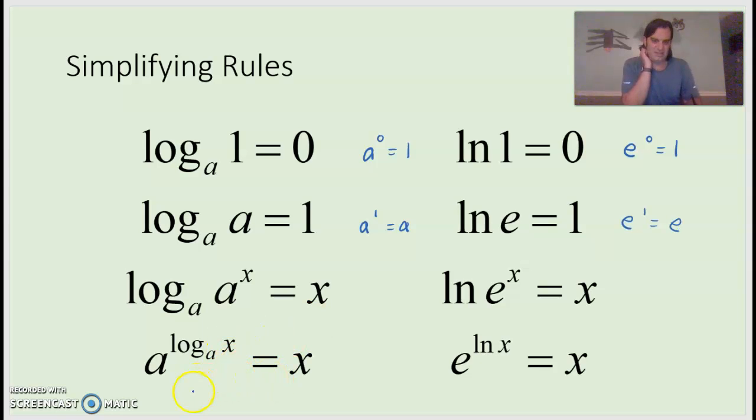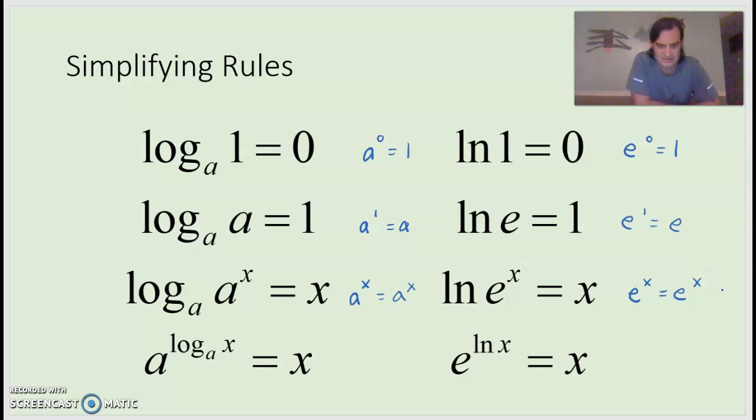The next one, log base a of a to the x equals x. So if I convert that over to exponential form, it'd be a to the x from the base and the exponent equals a to the x. And natural log of e to the x equals x. So once again, that's understood to be base e, so e to the x equals e to the x. All these things are lining up very nicely.